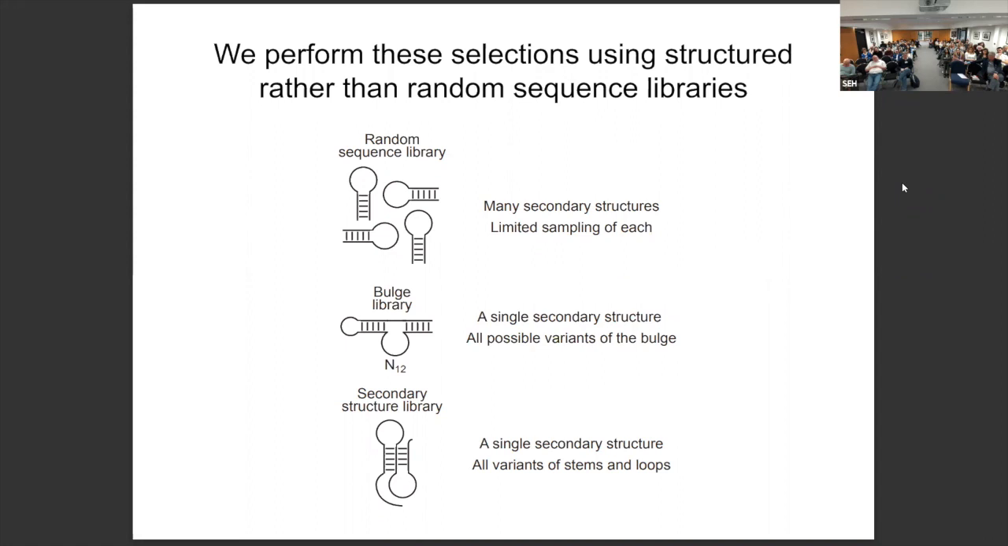One of the structured libraries we've been using for single step selections is something we call a bulge library. In this case, all molecules in the library are designed to make a single secondary structure, and a bulge in the structure is randomized. In this particular example, N12, we can make a library in which every possible sequence is represented. A second structured library that we've been exploring is called a secondary structure library. In this case, the starting point is a motif for which the secondary structure and sequence requirements are already known. What we want to do is make a library enriched for this particular secondary structure.